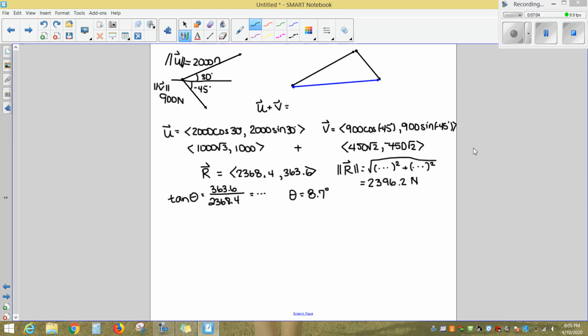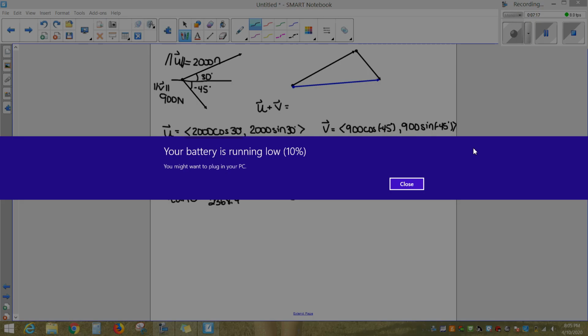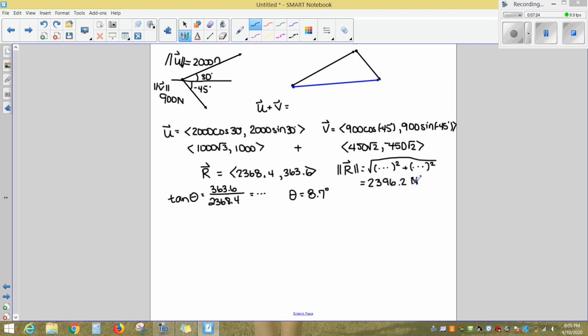So if I take a 2,000 Newton force going at a 30-degree angle from horizontal, pulling on whatever that object happens to be, and I have a 900 Newton force going at negative 45 degrees, then in the long run, my battery's going to die, so good thing I'm about done. The resultant vector has that magnitude. It does go in that direction, which is an 8.7 degree angle, and has that total force.